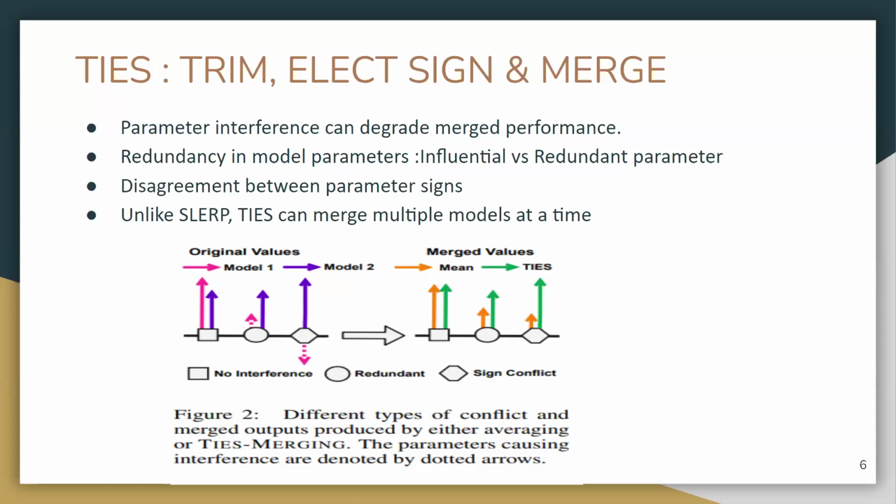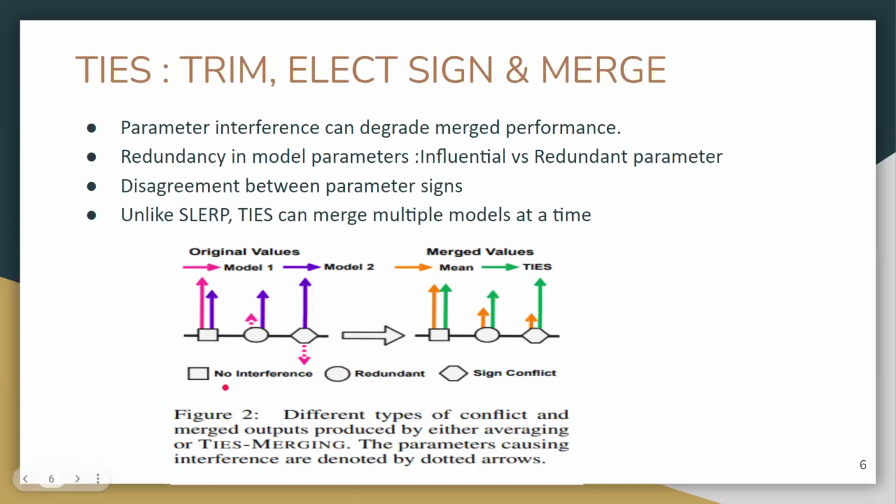The other problem is sign conflicts, where some parameter could be positive and its equivalent parameter in the other model could be negative. Again, adding these two can cancel things out. We can see an example from this paper. In this diagram, we have three things.